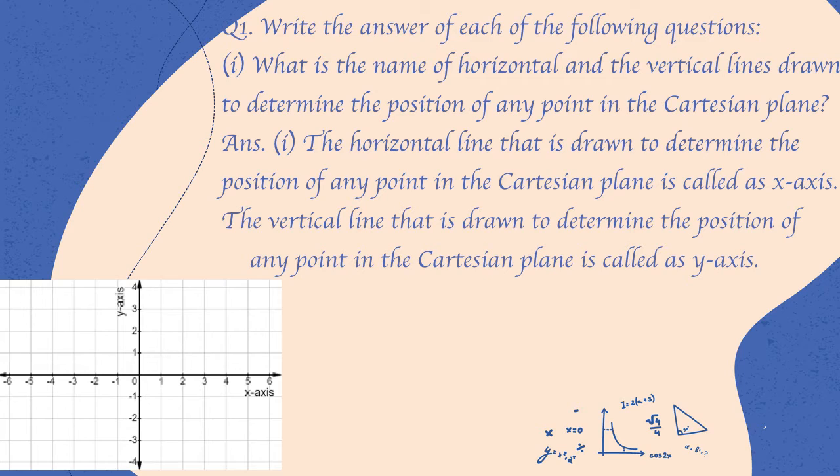What is the name of horizontal and vertical lines drawn to determine the position of any point in the Cartesian plane? So I guess this question is very easy. We have already discussed this in the basic concepts of the chapter, the first video of this chapter. The horizontal line that is drawn to determine the position of any point in the Cartesian plane is called the x-axis. So you all remember this. The horizontal line is the x-axis and the vertical line is the y-axis. I hope you all remember what we have studied about the Cartesian plane.